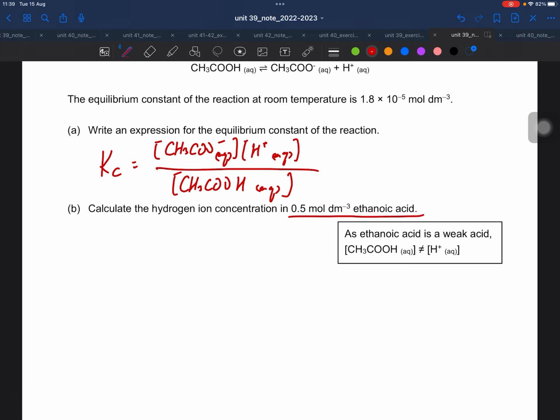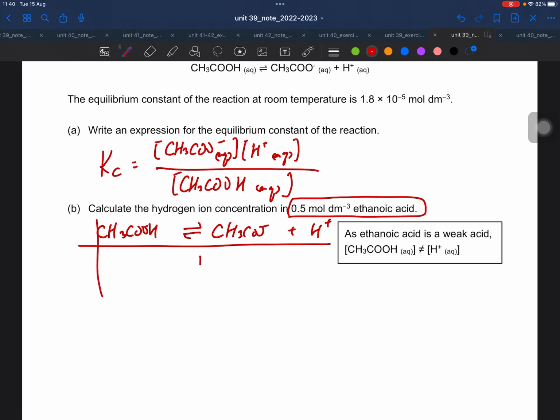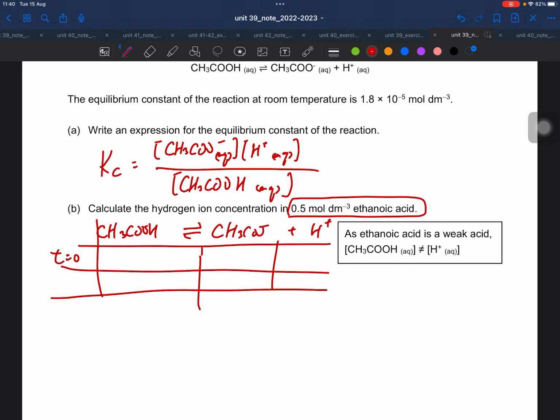Well, for question B, there is a point you need to mention. What is meant by 0.5 mole per dm cube of lactic acid? With the RICE table again, this interpretation means at time equal to 0, the concentration should be 0.5. Well, this is the common expression. Okay, and you need to do the job to find this one.